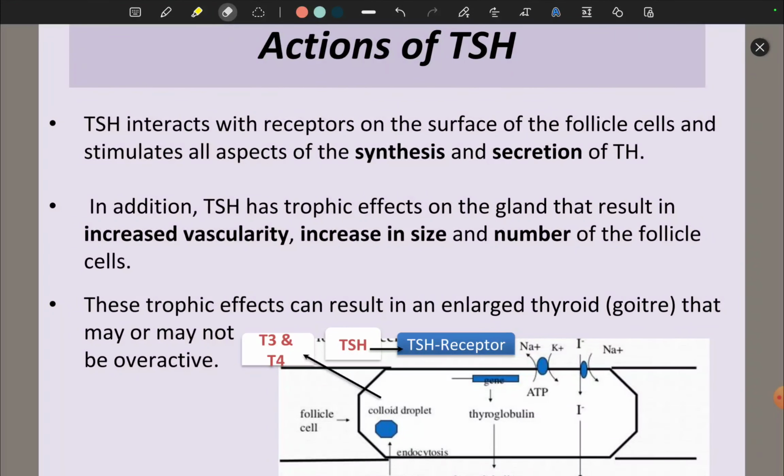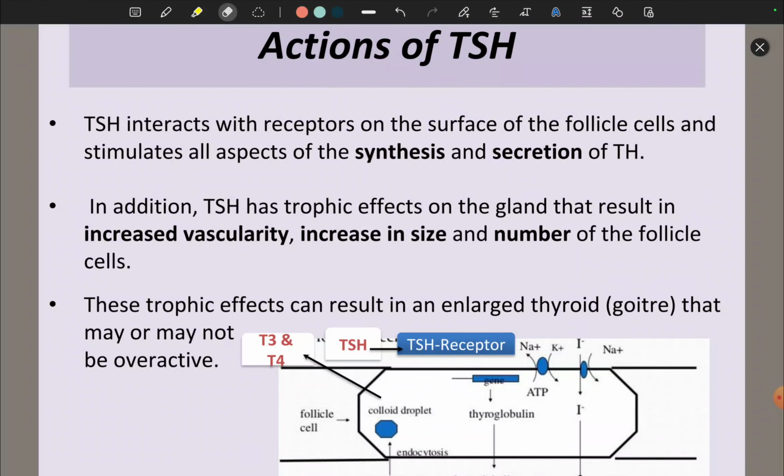It also stimulates release. It also increases the number and size of the thyroid cells. TSH, this is a very important function of TSH. By this we can recognize some thyroid diseases. It will increase the size and number of the thyroid cells in the thyroid gland.